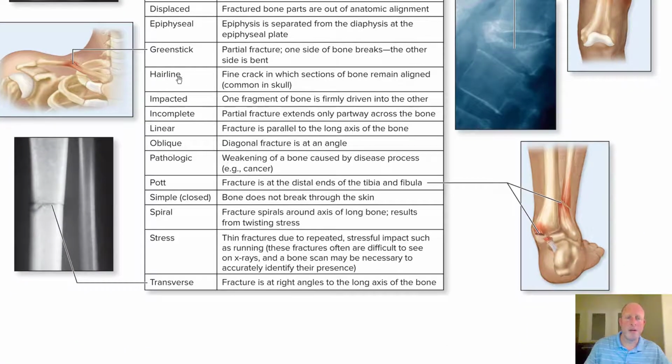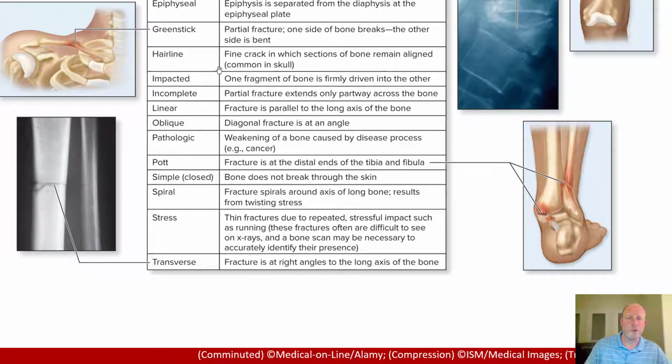Hairline, you've probably heard this one many times before. There's a fine crack in which sections of the bone remain aligned. It's common in the skull, although hairline fractures can occur throughout the body. Impacted, one fragment of the bone is firmly driven into the other. Incomplete, the partial fracture extends only partway across the bone. Linear fracture is when it's parallel to the long axis of the bone. Oblique is a diagonal fracture at an angle.